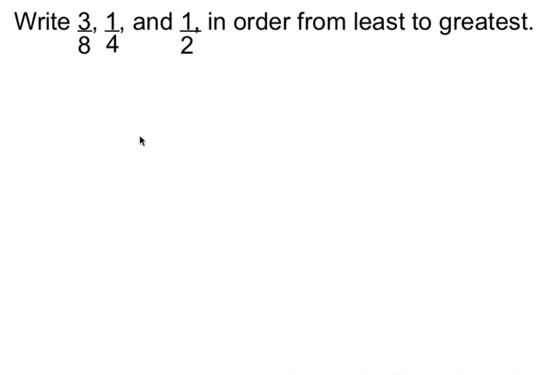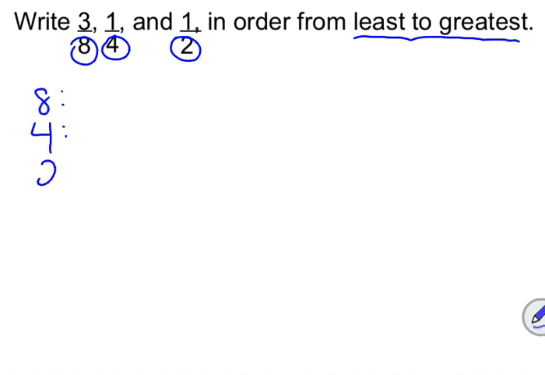So let's look at this. It says write 3/8, 1/4, and 1/2 in order from least to greatest. And I'm just going to underline that. It's very important. The order is least to greatest. Okay, so I'm going to follow those steps that were just in the previous slide. So again, common denominators, I have to identify the denominators, which is 8ths, 4ths, and halves. And I want to list the multiples of 8, the multiples of 4, and the multiples of 2.